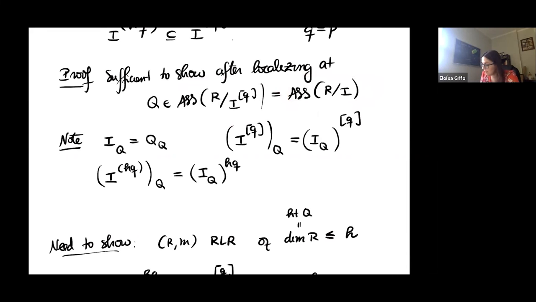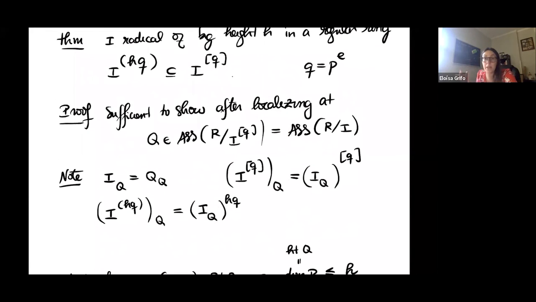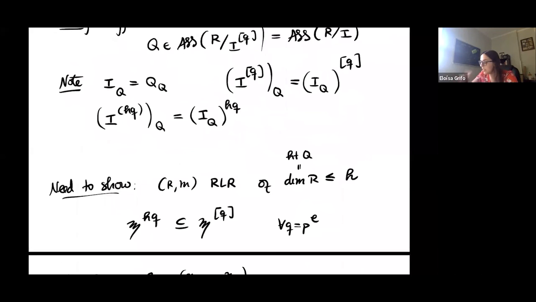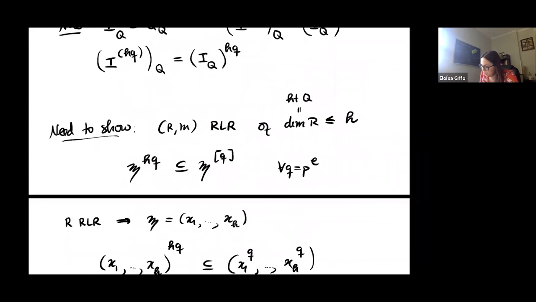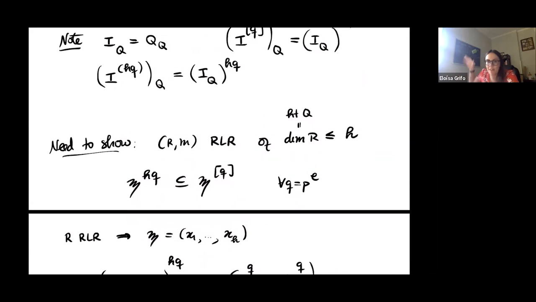And by saying that H is the big height, I'm saying that H is at most, sorry, H is the largest of all the heights of all these Qs. So for whatever Q that you localize at, you always have this inequality. For the Qs that have smaller heights, you could maybe take fewer elements here. But for at least one of these Qs, you will need the full H elements. I'm not saying these are minimal generators for any particular Q. Does that answer your question?